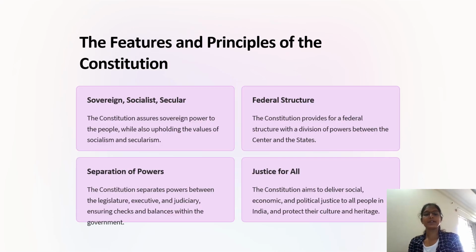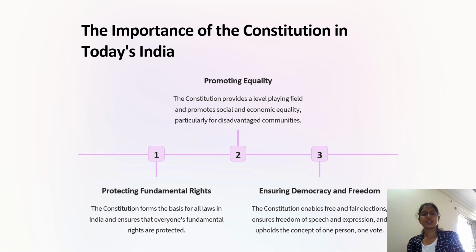Then, the features and principles of the Constitution: sovereign, socialist and secular, federal structure, separation of powers, justice for all. So, equal justice is required for all the citizens of India. The Constitution assures sovereign power to the people while also upholding the values of socialism and secularism. Federal structure: the Constitution provides for a federal structure with a division of powers between the center and the state. In separation of powers, the Constitution separates powers between the legislature, executive, and the judiciary, ensuring checks and balances within the government. The Constitution aims to deliver social, economic, and political justice to all the people in India and protect their culture and heritage.